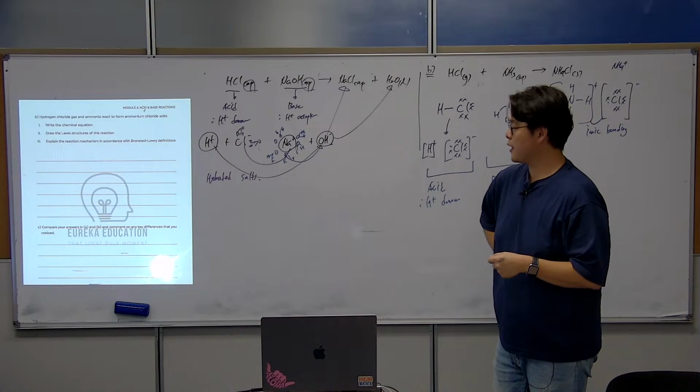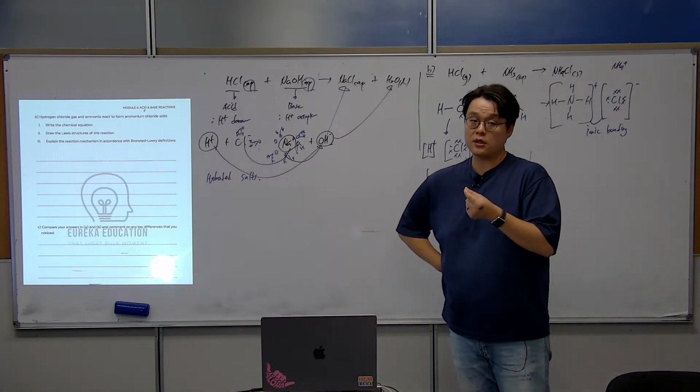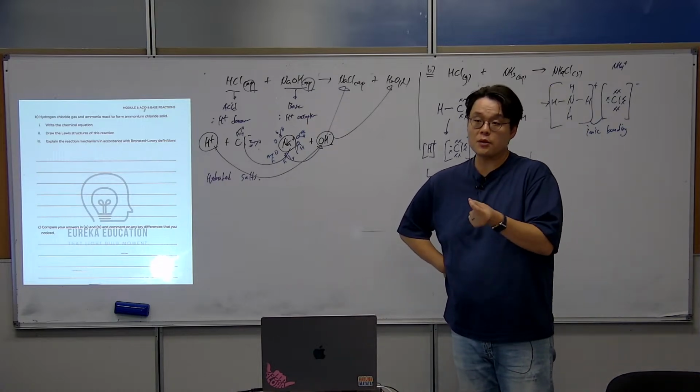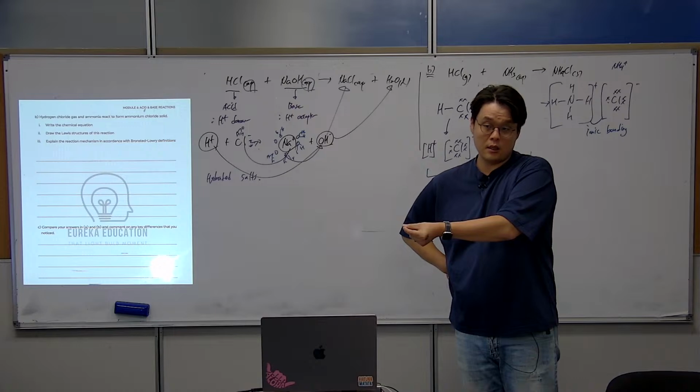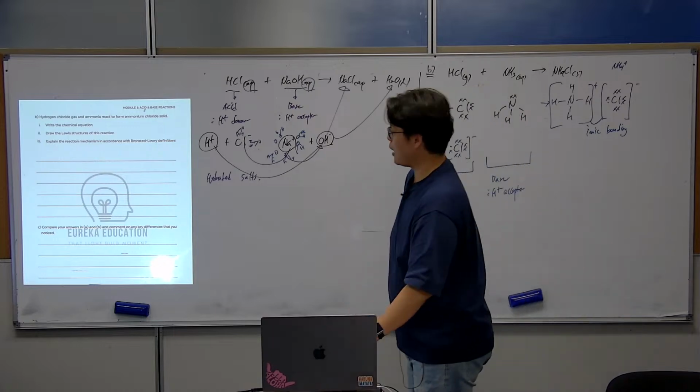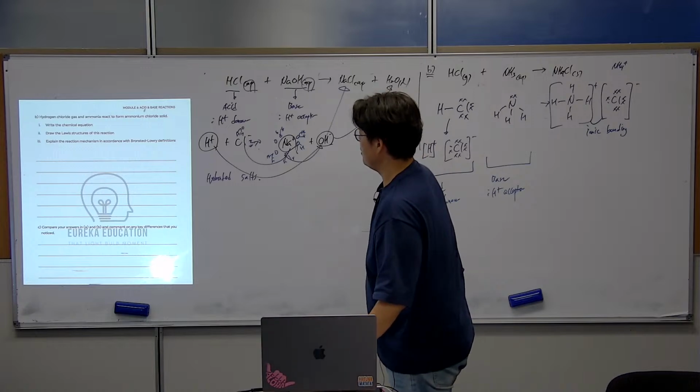Just the differences for now, but you can comment on that. This is why we use Bronsted-Lowry a lot in our chemistry now, due to that limitation of the Arrhenius definitions.